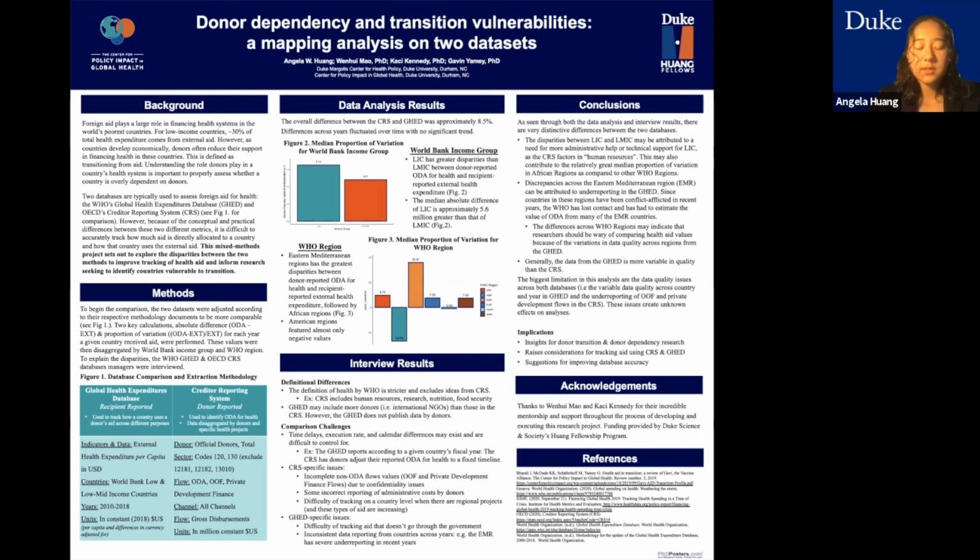The differences across WHO regions may indicate that researchers should be more wary of comparing health aid values because of the variations in data quality across regions from the Global Health Expenditure Database. In general, we know that the data from the Global Health Expenditure Database is more variable in quality than the Creditor Reporting System. Ultimately, by identifying considerations in using these databases, our findings in this project are useful to improve tracking of health aid and inform future research seeking to identify countries vulnerable to transition.